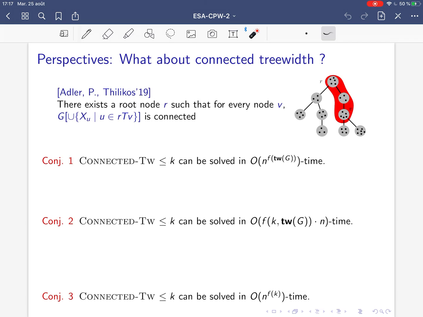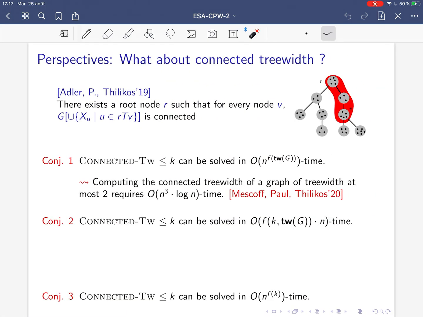Well, so what do we know about these three conjectures? First, there is some hope for the first conjecture. The reason is that recently, with Guillaume Mescoff, we designed a polynomial time algorithm to compute the connected tree width of a graph of tree width at most 2. So basically series parallel graphs. So this is compatible with this type of complexity.